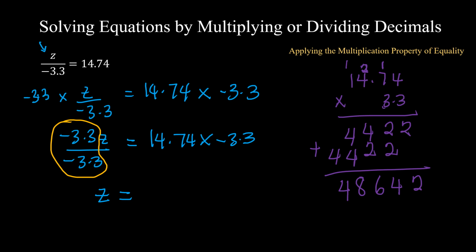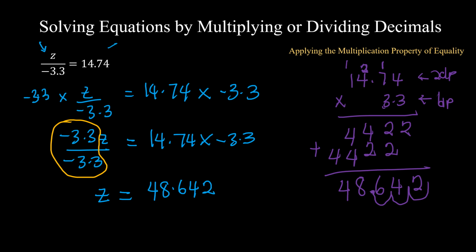Let's remember our decimal places. We have 2 decimal places here, and then we have 1 decimal place here. So our answer should have 3 decimal places. We can move it 3 times: 1, 2, 3. So we have 48.642. So let's write that right here: 48.642.